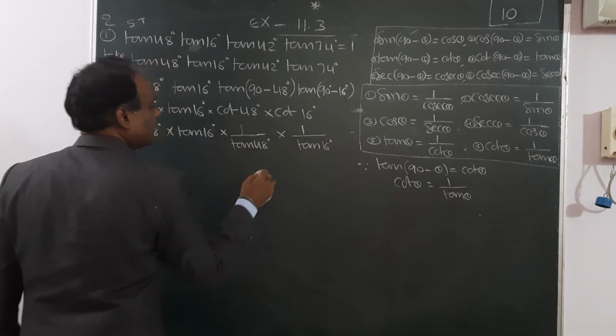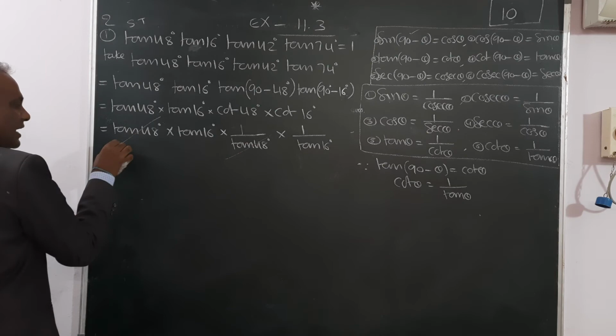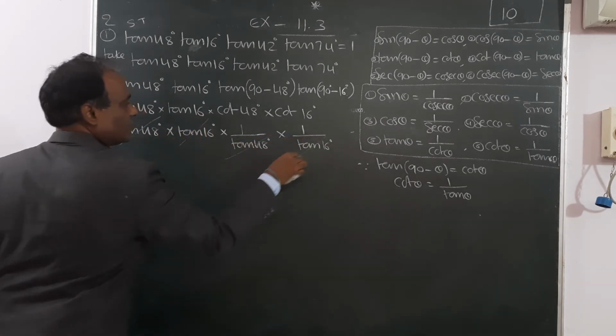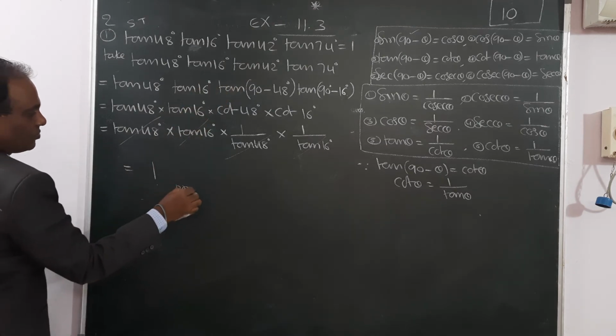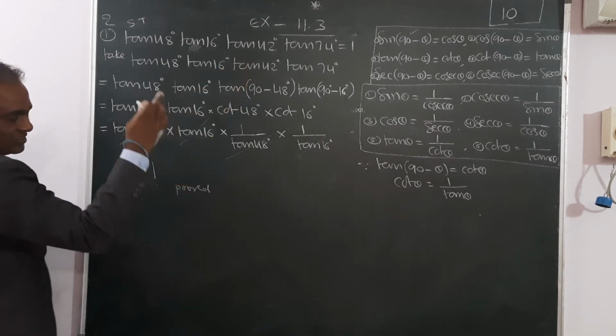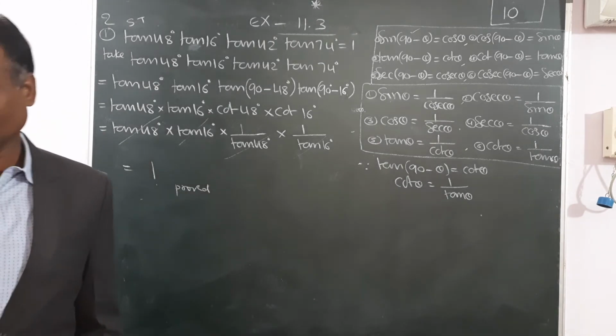What angle? 48 only. Tan 48 by tan 48 cancels. Tan 16 by tan 16 cancels. Answer is 1. Hence proved. We got the answer. Write down.